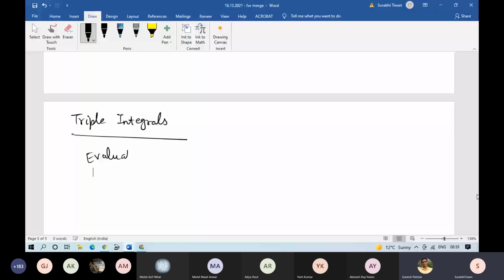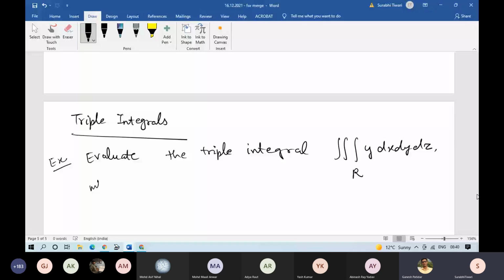This is, suppose, the question is given: evaluate the triple integral over the region R, y dx dy dz, where R is the region bounded by the surfaces. अभी वॉल्यूम कैसे निकाला था, सेम वैसे ही निकालेंगे इसे भी, ठीक.